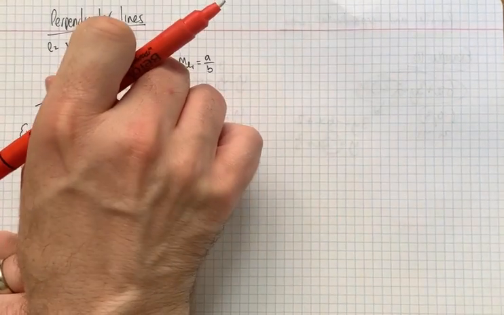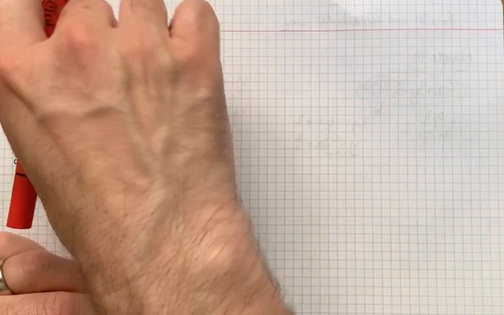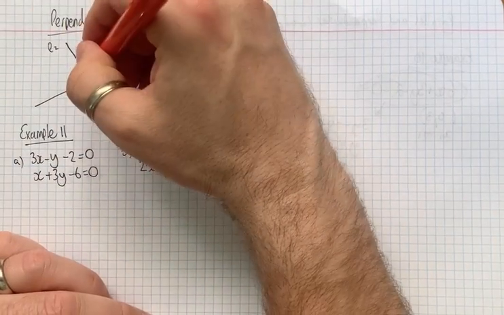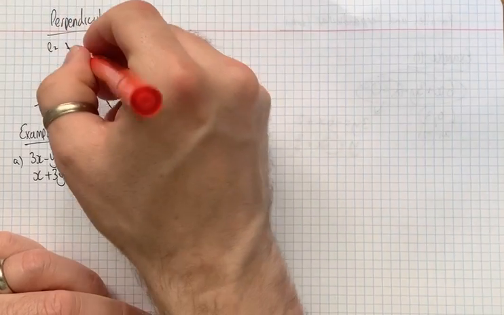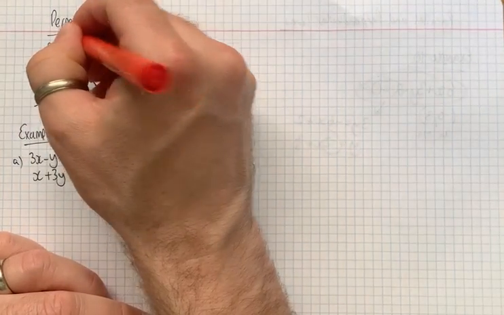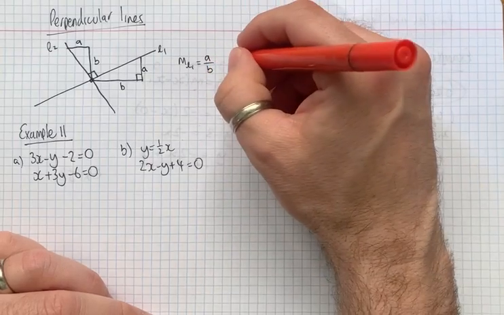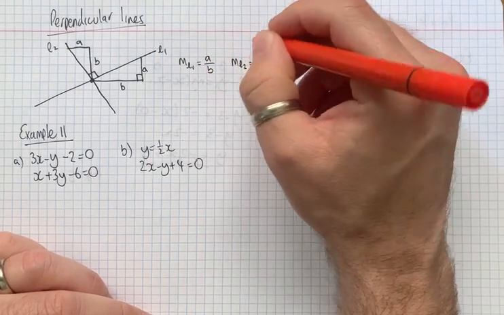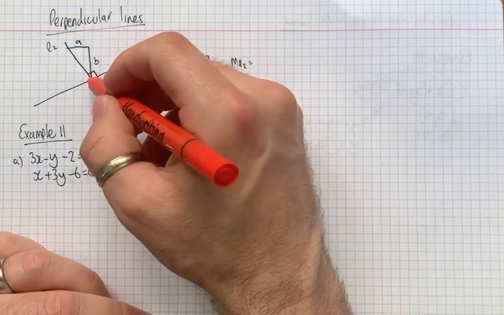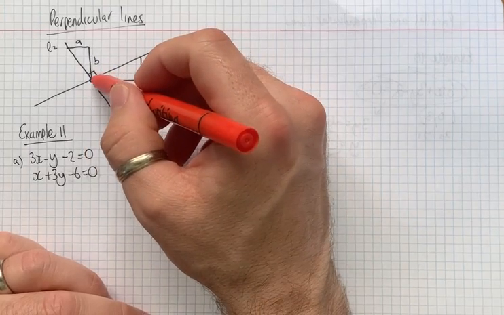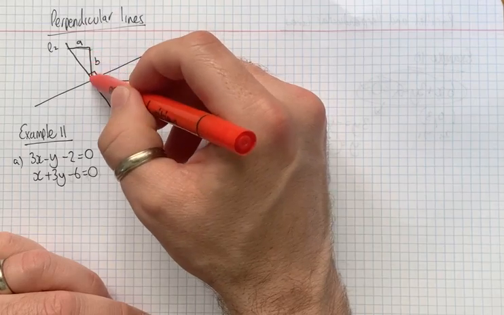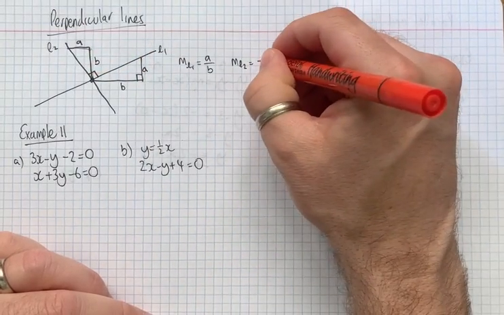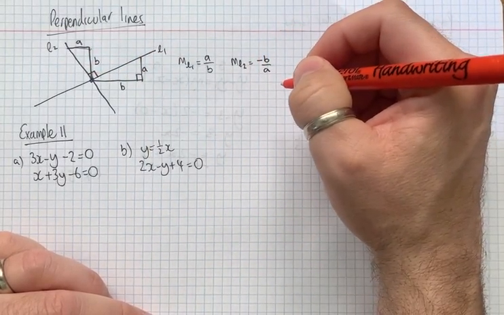Now just imagine turning this line 90 degrees around. You're going to get this same triangle here, except this time this is B and this is A. So when we work out the gradient of L2, it's going to be up divided by to the right. Well, as it goes to the right, it's moving B down. So it's going to be minus B over A.